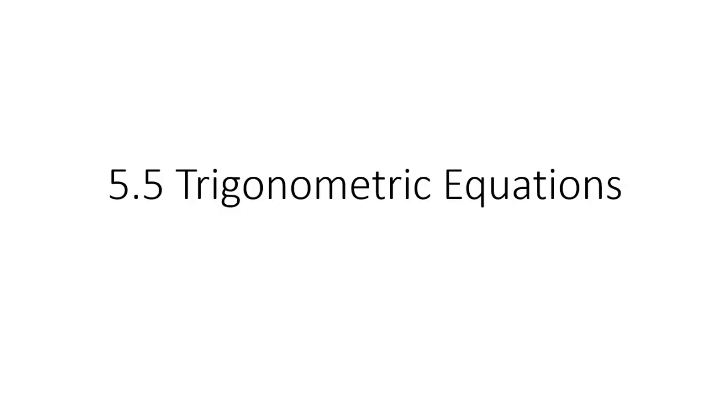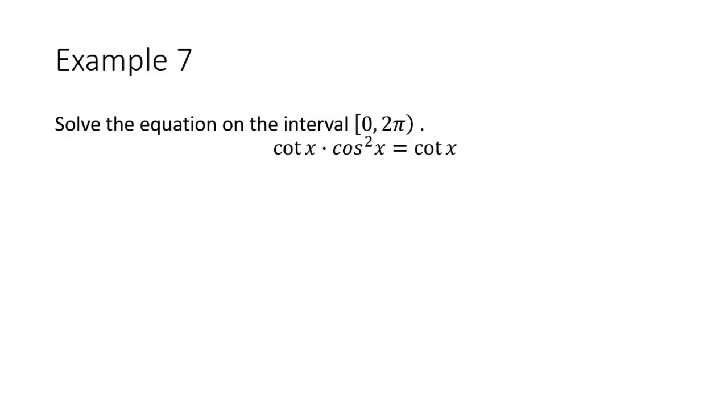These examples go with section 5.5, trigonometric equations. This is part 2. Example 7. Solve the equation on the interval from 0 to 2 pi. The cotangent of x times the cosine squared of x is equal to the cotangent of x.